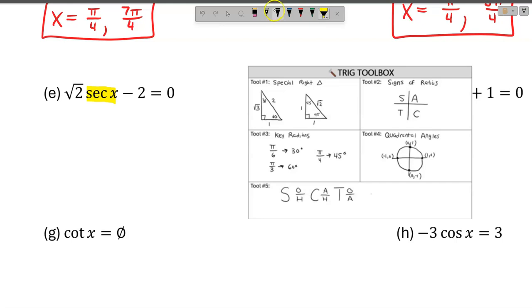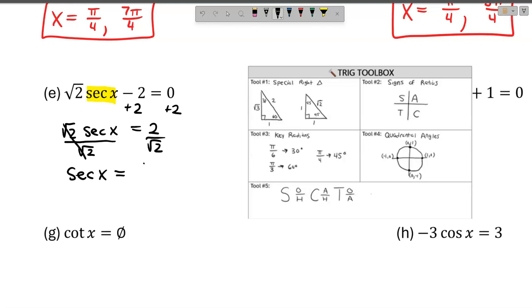So we're kind of going to treat this like a linear equation. We're going to first move that 2 to the other side by adding it. So I'll get root 2 times secant of x equals 2. I still need to get secant by itself, so I'm going to divide by root 2. And so what I end up with as my equation is secant of x is equal to 2 over root 2. Okay, that looks more like what we've done in letters A through D. So as a challenge, I want you to pause this video now and try to see if you can solve this problem on your own.